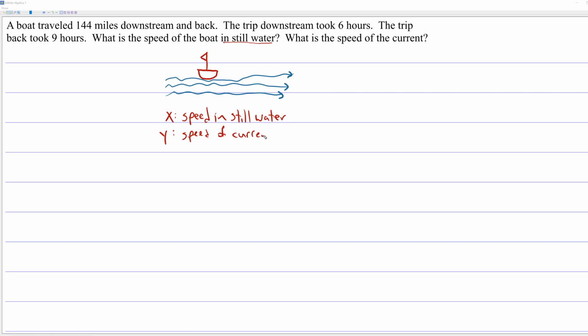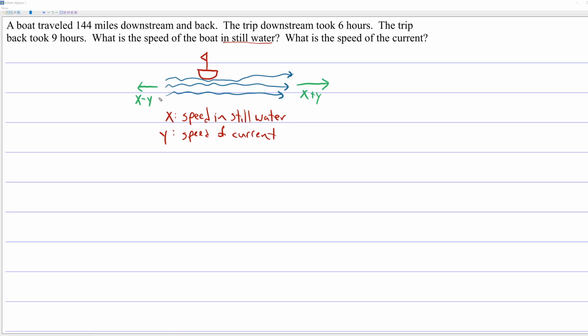Now, we've actually seen some problems like this early on in the year before we got to systems of equations, and the idea is that when the boat is going downstream, so when the boat is going left to right in my diagram, the speed is going to be x plus y, because the current is speeding up the boat. However, upstream, the speed is going to be x minus y, because the current is slowing down the boat. And that's really the key.